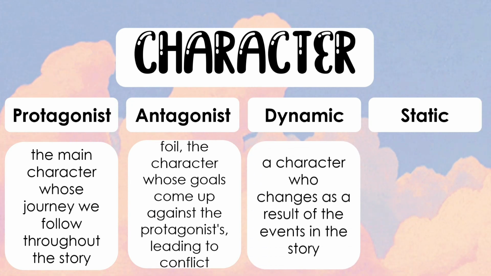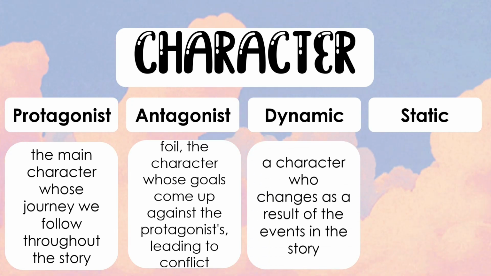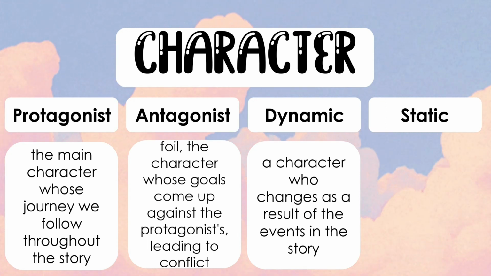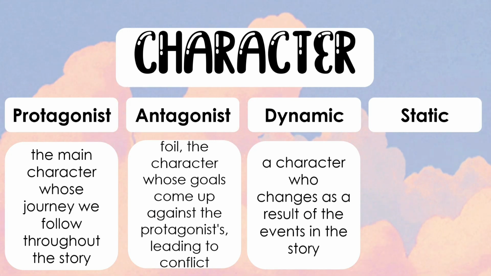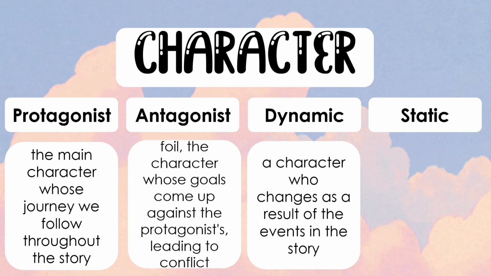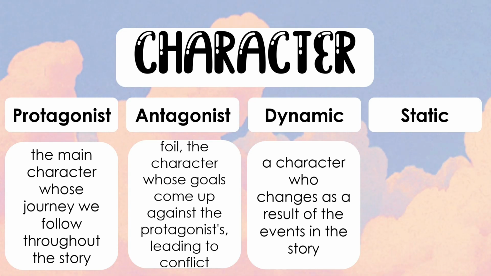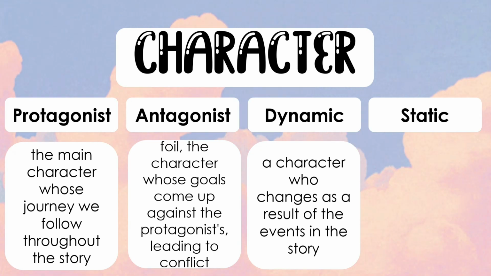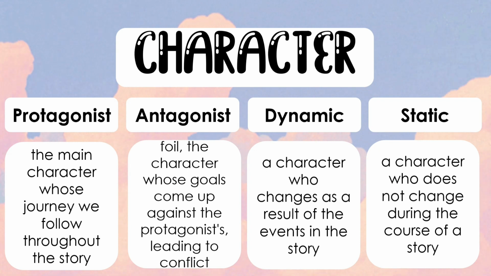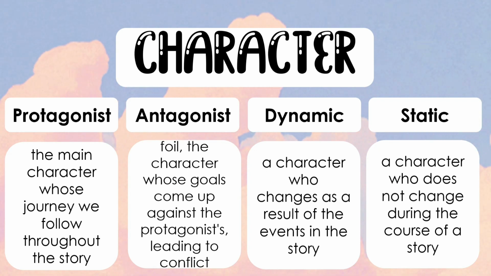When we say dynamic, these are the characters who change as a result of the events in the story. They can be good at the beginning and at the end they will become bad, and vice versa. When we say static, these are the characters who do not change during the course of a story.